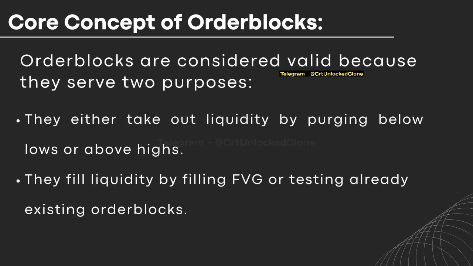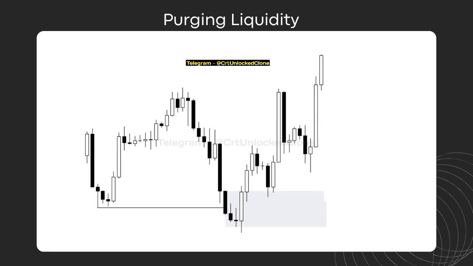So these are the two main things that an order block does. Now it doesn't have to do both of them, but it has to do at least one of these things. It must do either one of these things to be considered a valid key level, a valid order block. Now let's move on to the next slide to see some examples of how price purges liquidity and how an order block forms.